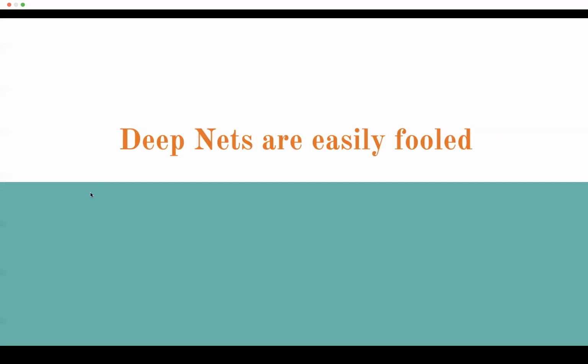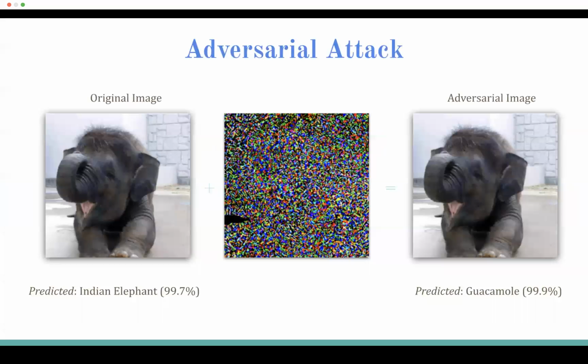Another topic, which I don't know if you guys have seen or not, but it's very interesting, and I have done some work on this, is that it turns out these deep nets, even though they are so good at doing all these complicated tasks, are really bad at really knowing what is going on, right? For example, this image on the left, if you give it to some state-of-the-art model, it predicts that it is an Indian elephant with 99.7% confidence. It's very confident it's an elephant.